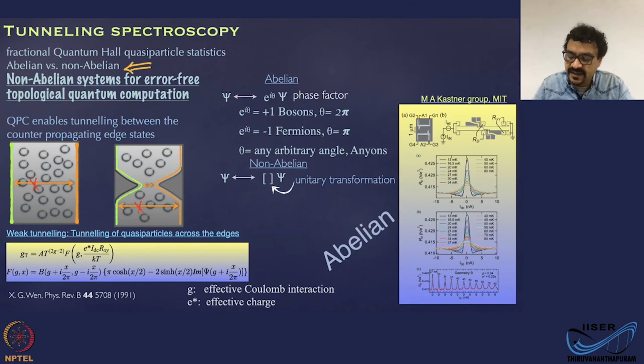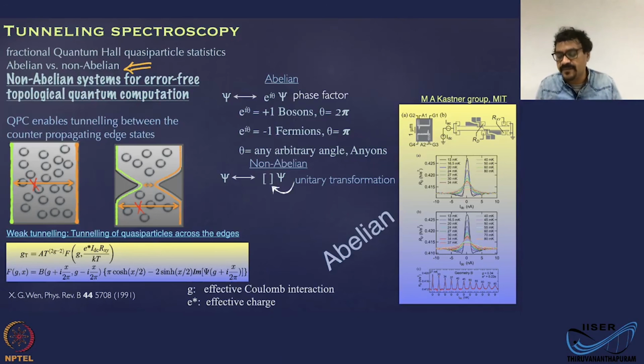Now if it is non-abelian, this exchange is equivalent to a unitary transformation, and that is where you have the possibility of using the states to store and manipulate information. If you have a system of n particles, then there are 2 to the power n different ways you can exchange, and you have 2 to the power n different states to store and manipulate information.